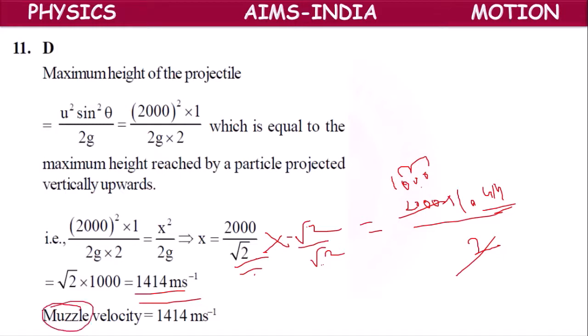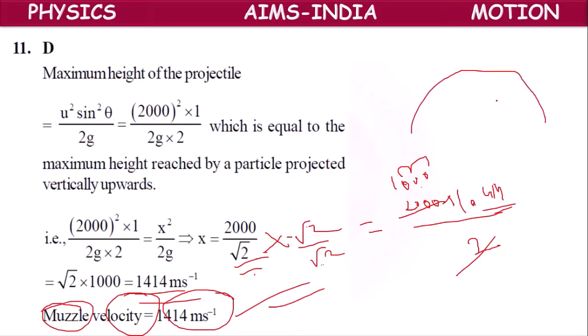This is the muzzle velocity or initial velocity of the vertically projected body for reaching the same height as that of the projectile. So this is the answer.